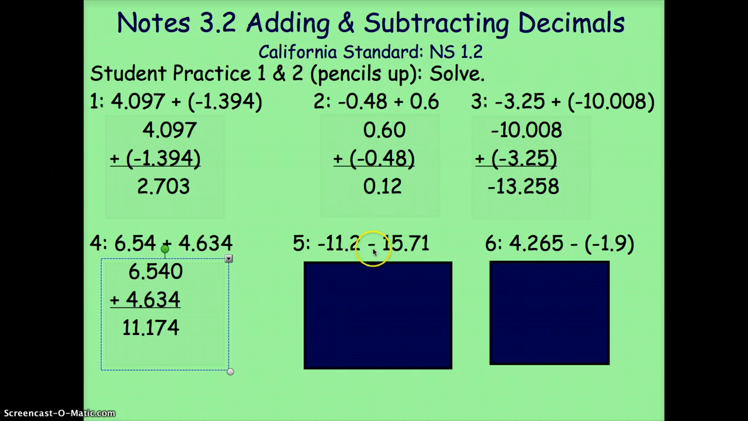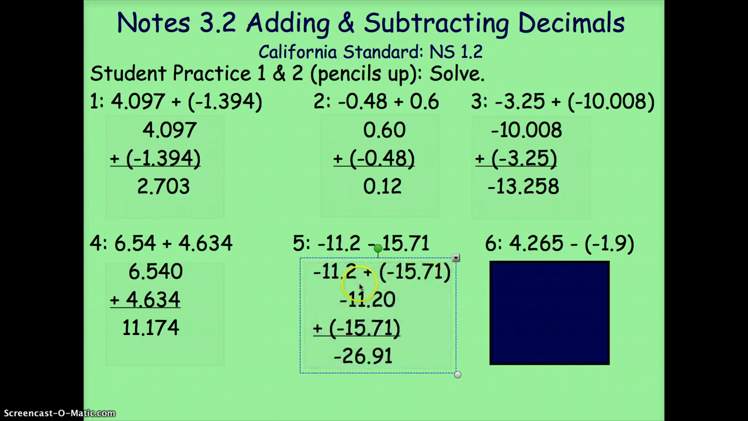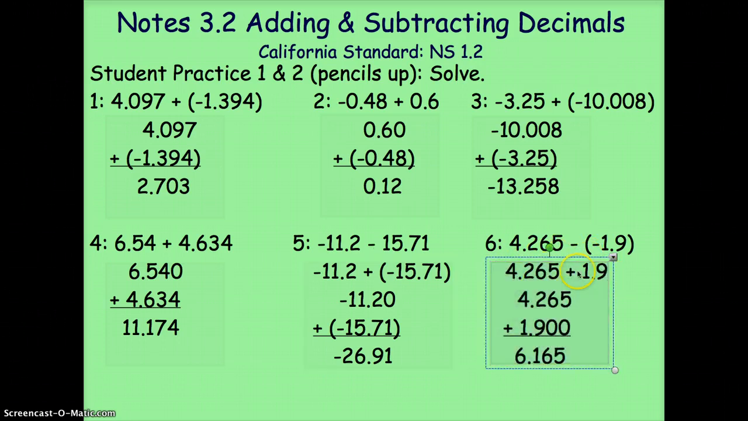Here, now, I've come to subtraction and I have a negative. That tells me I need to skip change. I'm now adding two negatives together, line up my decimals, and I end up with negative 26 and 91/100ths. Number 6, again I see subtraction with negatives, so I need to skip change, and I end up with a simple addition problem. Line up my decimals, I add them together, and I end up with 6 and 165/1000ths.